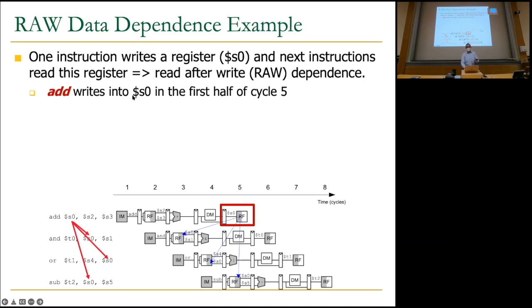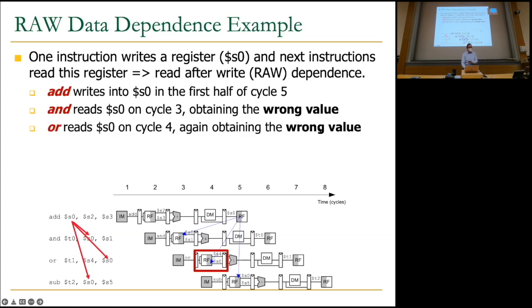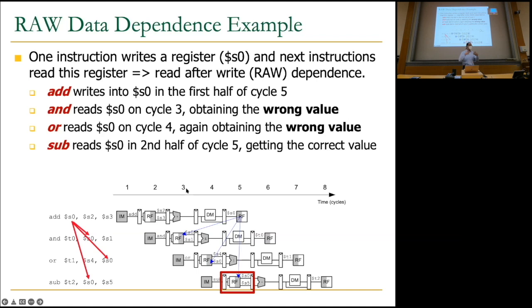But add writes it into S0 in the first half of cycle 5, as you can see over here, and reads S0 on cycle 3, obtaining the wrong value. If you don't do the right thing, AND will also get the wrong value because it reads S0 on cycle 4. Subtract, because of our assumption, actually got the correct value over here. But we want all of them to get the correct value. So how do we do that?